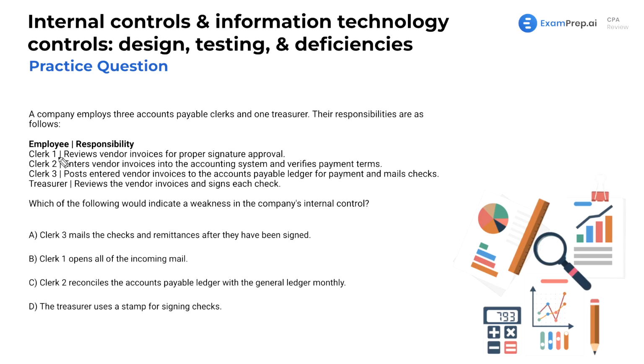And let's first look through the employee and decide, are they responsible for something having to do with authorization, something to do with record keeping, or something to do with custody? Well, first off, we see clerk one. This person is going to review vendor invoices for proper signature approval. Clerk two enters vendor invoices into the accounting system and verifies payment terms. Clerk 3 posts entered vendor invoices to the accounts payable ledger for payment and mails checks. And lastly, we have the treasurer who reviews the vendor invoices and signs each check.